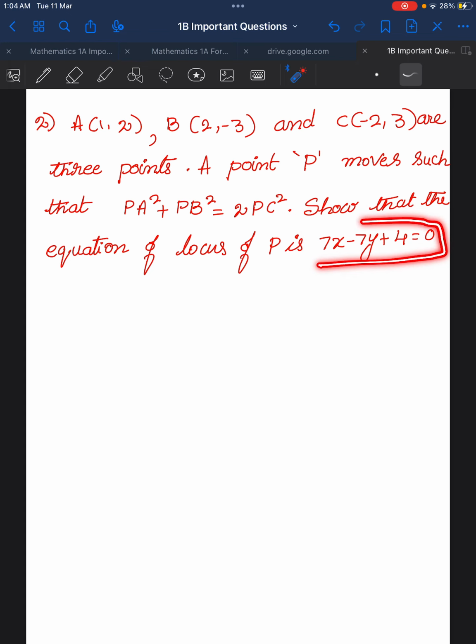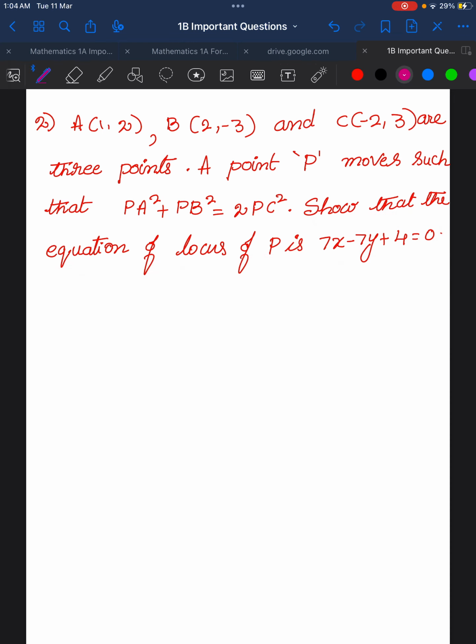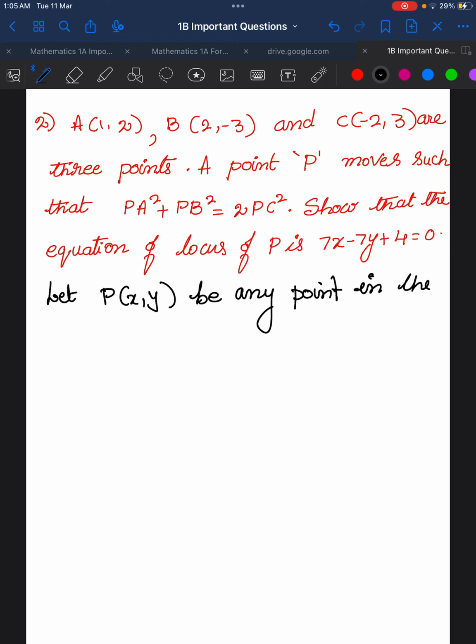What is the answer for this sum? 7x minus 7y plus 4 is equal to 0. This is the equation of locus of P. Means the answer we must get is 7x minus 7y plus 4 is equal to 0. Okay. For this, how will we start the problem? As I said already, we have to start the problem by taking let P(x, y) be any point in the locus. We wrote it as P be any point in the locus.